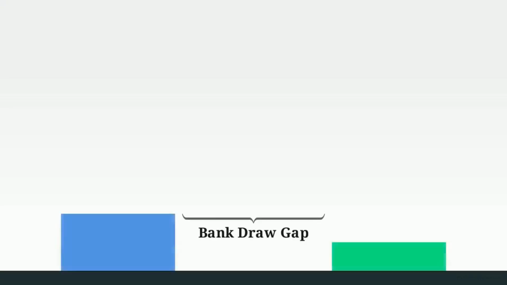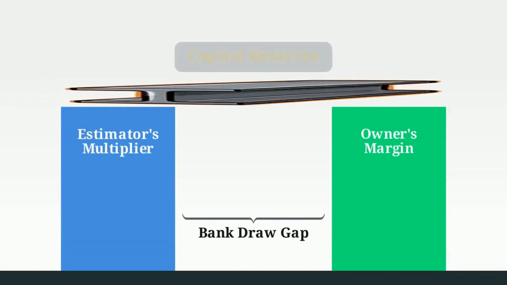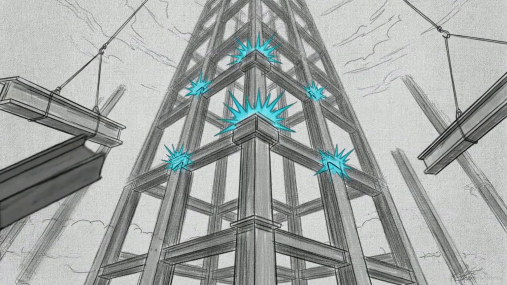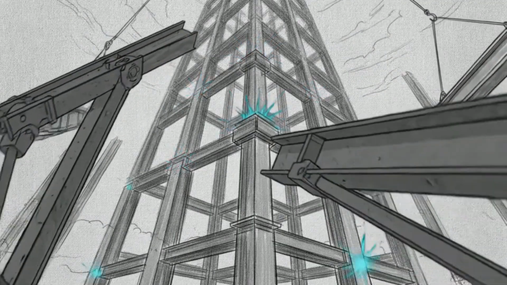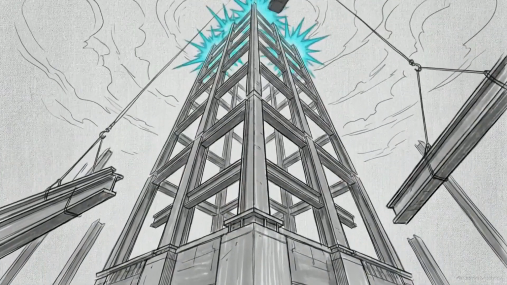Aligning the estimator's multiplier exactly to the owner's required margin ensures the company maintains the capital reserves necessary to bridge the gap between bank draws. Being competitive is an optional market strategy, but mathematical profitability through precise cost-based pricing is absolutely mandatory for long-term solvency.